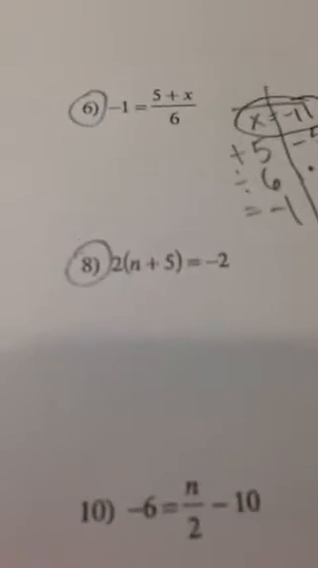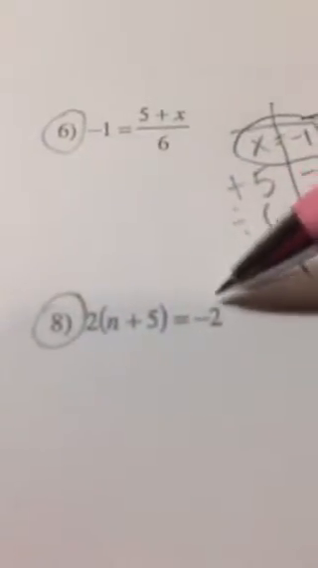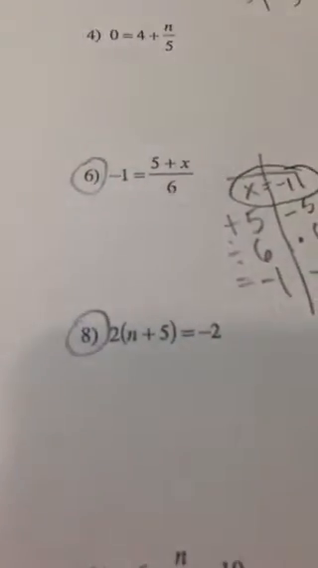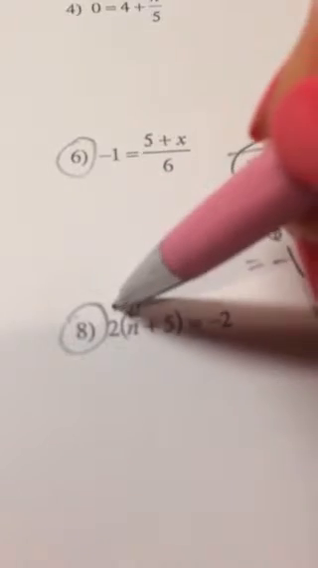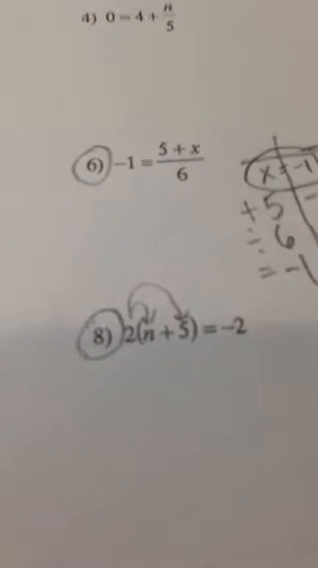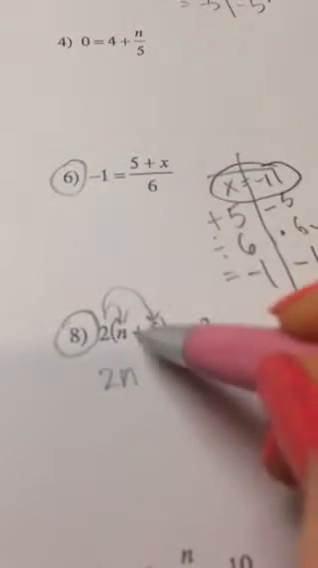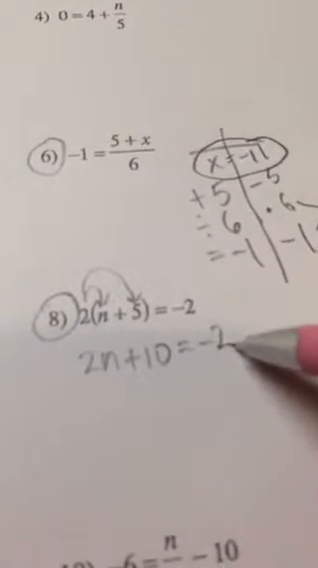Number 8. Okay, we're finally seeing something different here on number 8. Is there anything to add the opposite? Well, we have a negative 2, and we can add the opposite, but it's not necessary since it's a negative and not a subtraction sign. The next thing we do is check for distributive property, and we see that we do need to distribute. This 2 needs to be multiplied times the n and times the 5, and that's it. It can only be multiplied by whatever's inside those parentheses. So 2 times n is 2n, plus 2 times 5 is 10, and it equals negative 2.